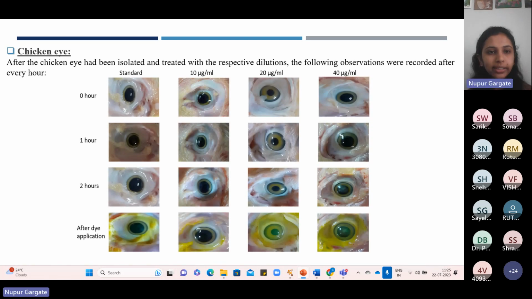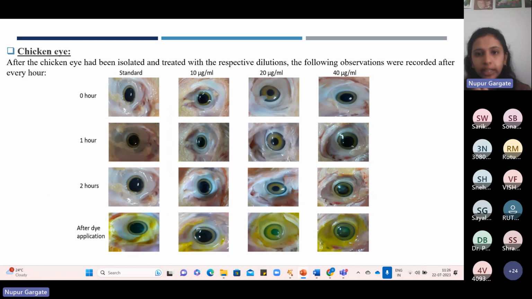Then toxicity was also tested in chicken eye, and these were the observations obtained. We took images after every hour. When we look at the standard, you can see that from 0 hour to 2 hours, no changes have happened in the eye, and the chicken eye is as it is. When we also look at 10 microgram per ml, we can see that over a period of time, no changes have happened in the eye, which again shows that 10 microgram per ml is not toxic and does not cause any toxicity to the chicken eye.